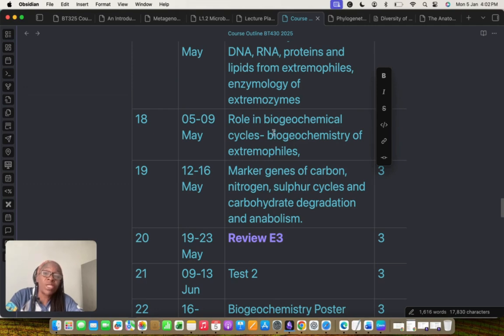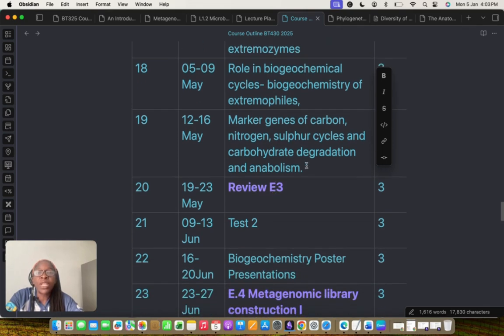So you've heard of the water cycle, you've heard of the carbon cycle, and all these other things. Biogeochemistry looks at the cycling of these nutrients, the cycling of phosphorus, of nitrogen, of sulfur, and what role these organisms have in that. So we'll look at that and see what happens if they're not there. Then we look at the actual genes, which are the markers of these cycles.